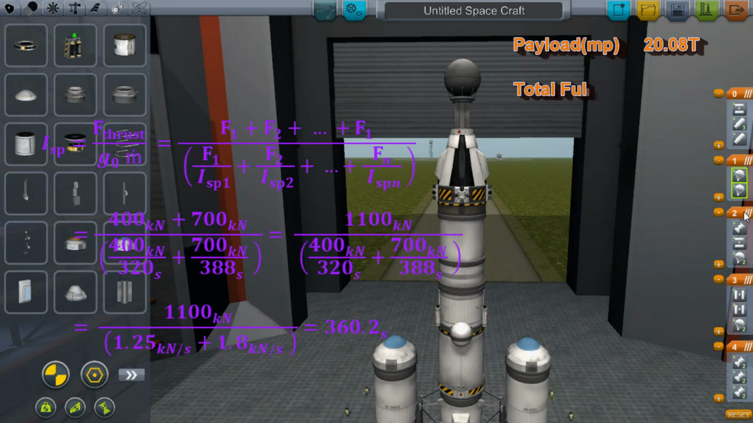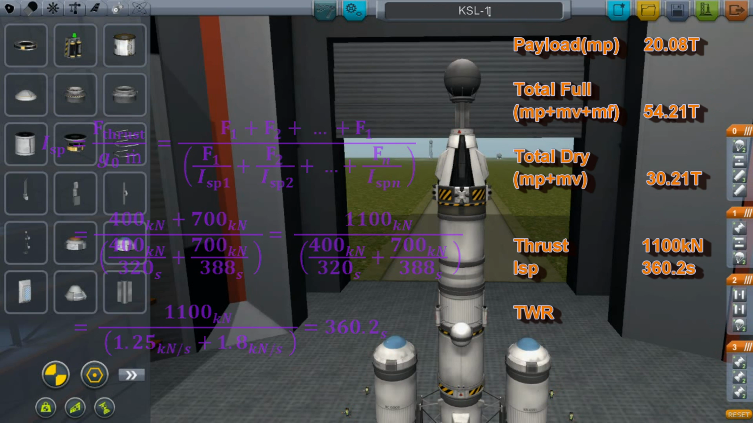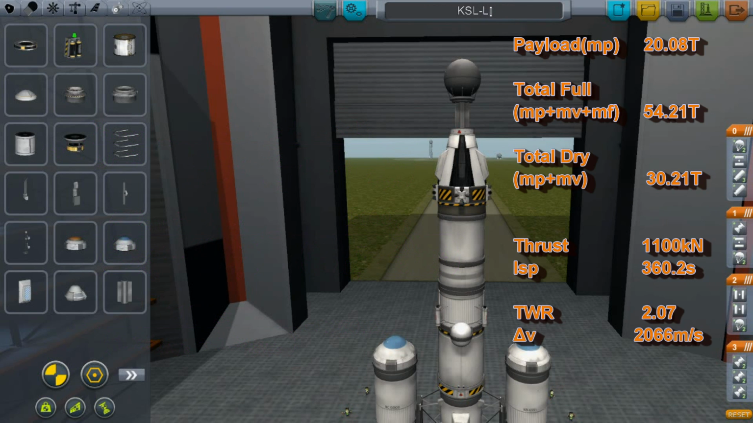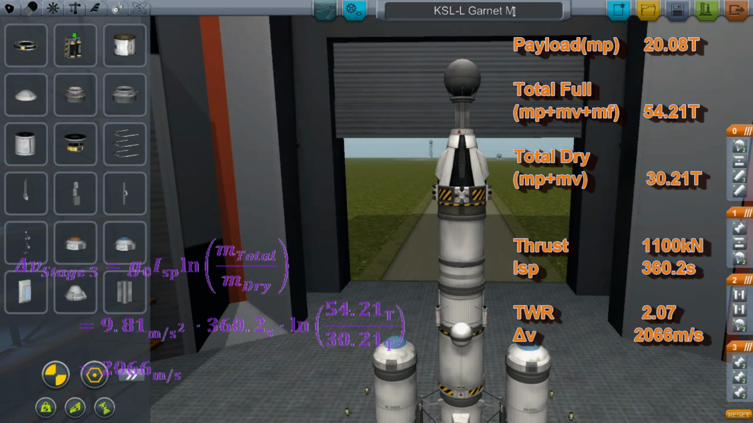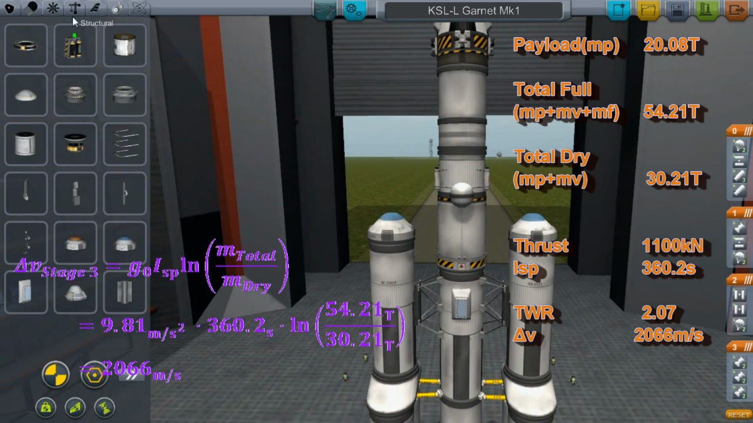Now that we have our ISP, we can total up the rest of the stage, and again all the previous stages are counted as payload, but we'll only be using the 24 tons of fuel in this stage for the delta V, nothing from stage 2. And our equation answers back to us with a respectable 2066 meters per second.